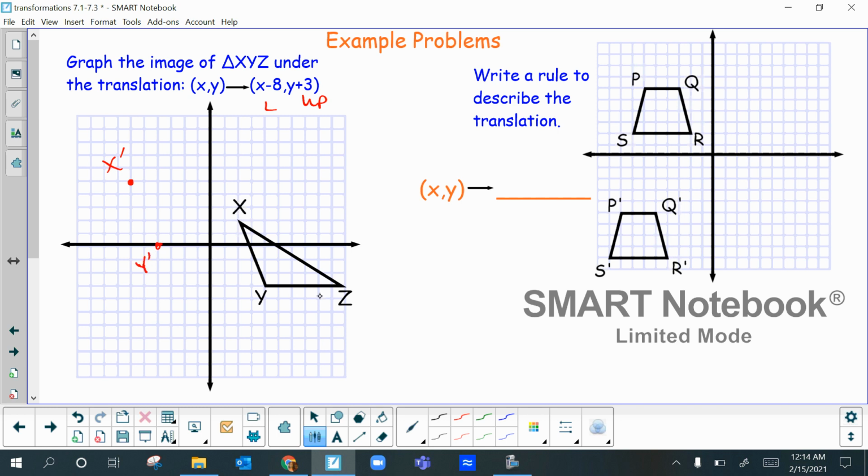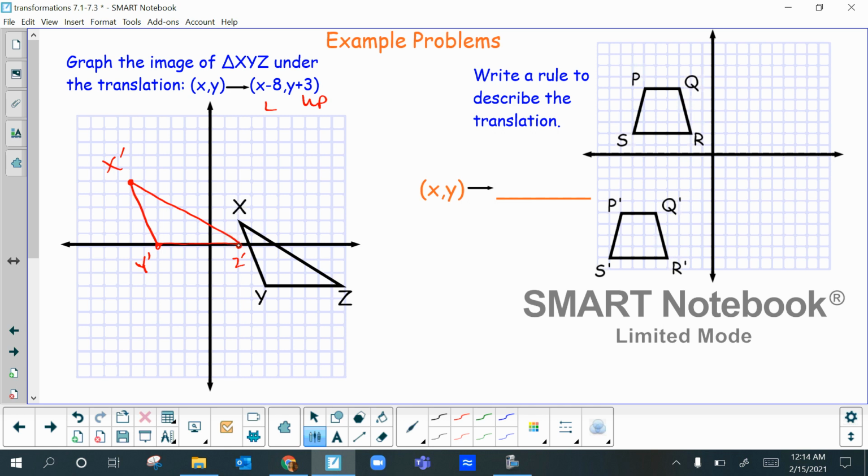And it's probably easier for me to just count how big this side is. 1, 2, 3, 4, 5, 6. So I'm just going to go 6 to the right. 1, 2, 3, 4, 5, 6. And that's Z prime. And so there's our image.